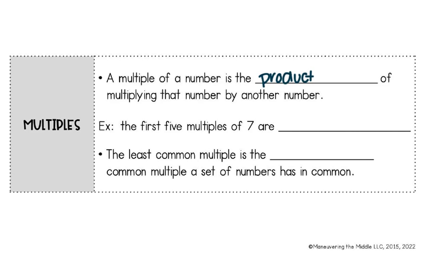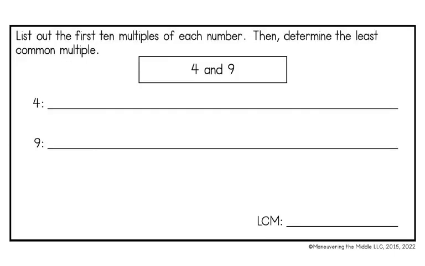So the first 5 multiples of 7. We have 1 times 7, which is 7. 7 times 2, which is 14. 7 times 3, which is 21. 7 times 4, which is 28. And 7 times 5, which is 35. So when we are using the least common multiple, we are looking for the smallest number that a set of numbers has in common. All right, so let's do some practice.